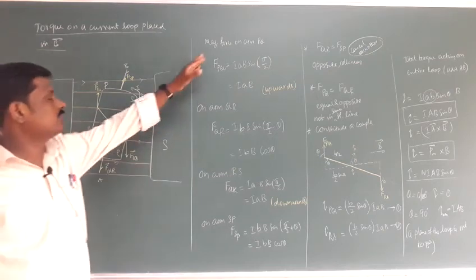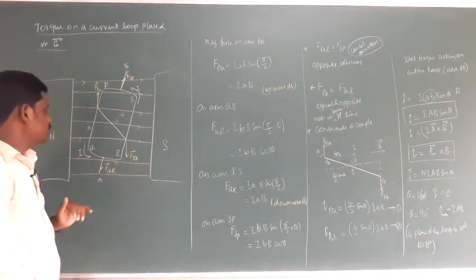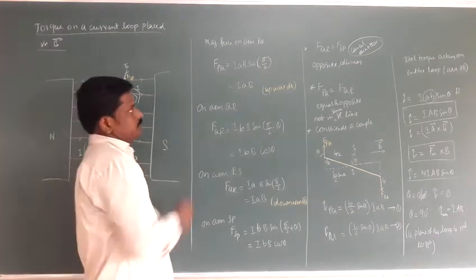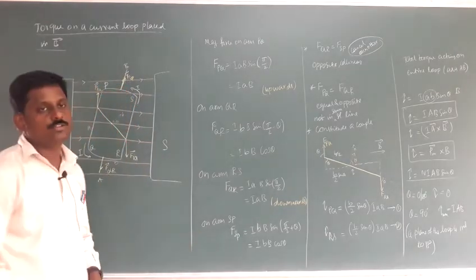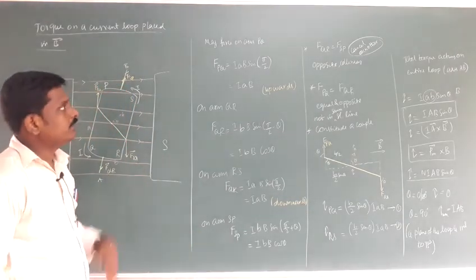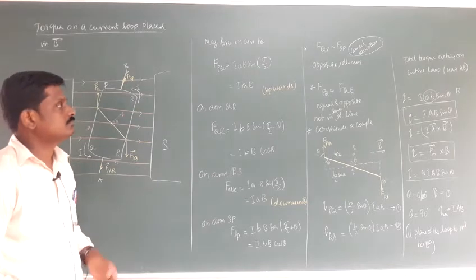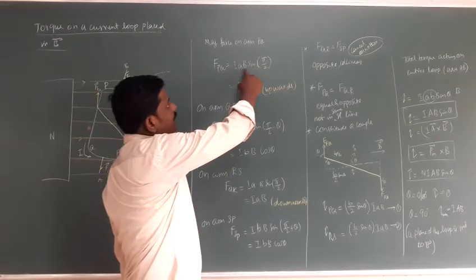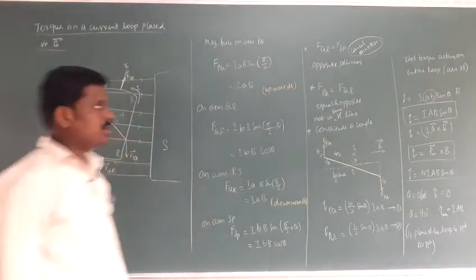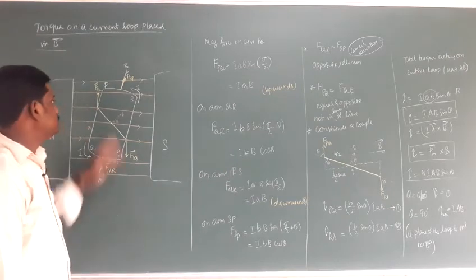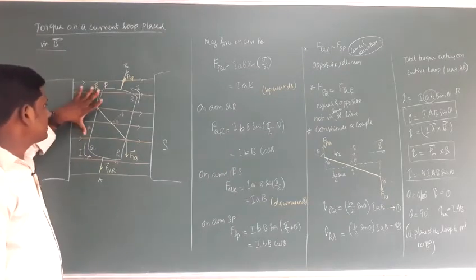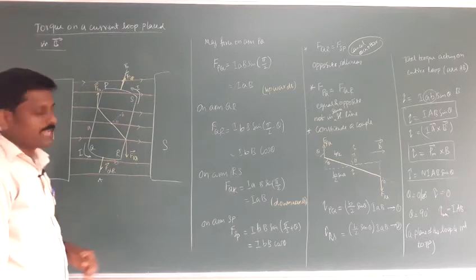So what is the magnetic force on the arm PQ? We already know the magnetic force F is equal to BQV sin theta. Here it becomes I L B sin 90 degrees. So how is it I L B sin 90 degrees? There is a current flow, the length of the conductor, then the magnetic field. So what is the angle theta?